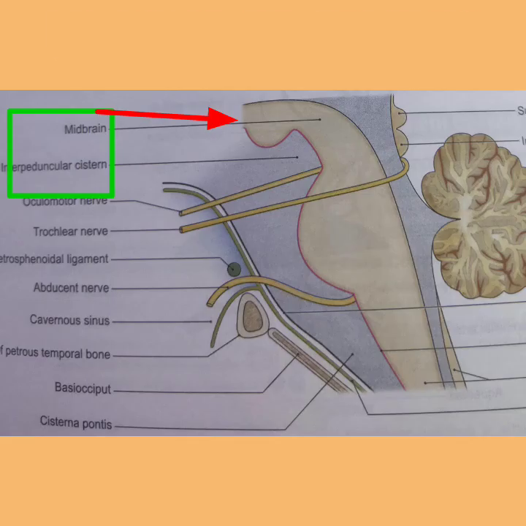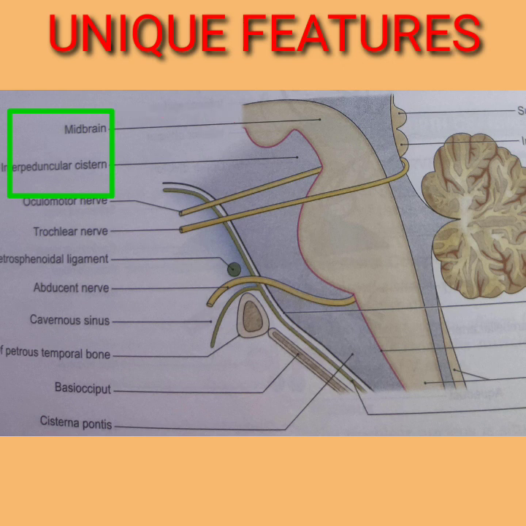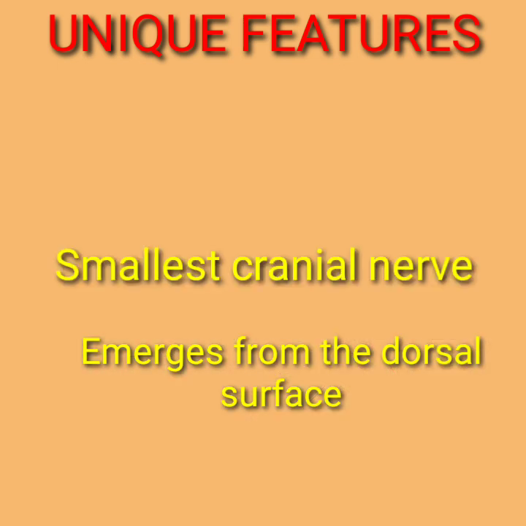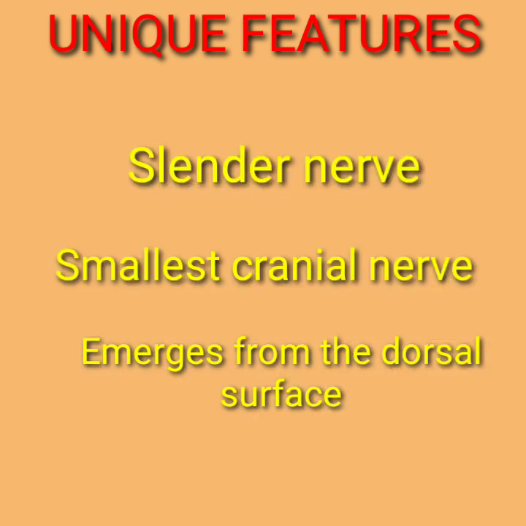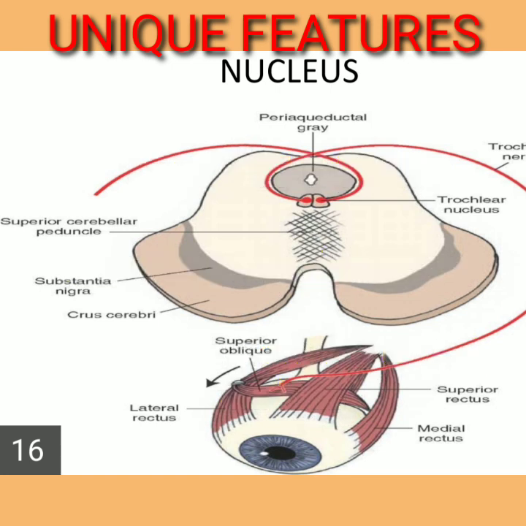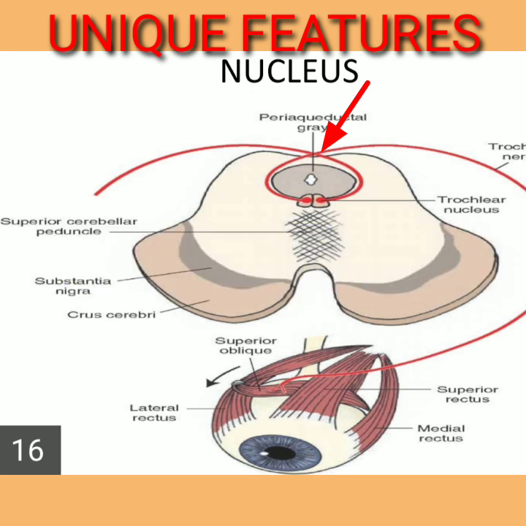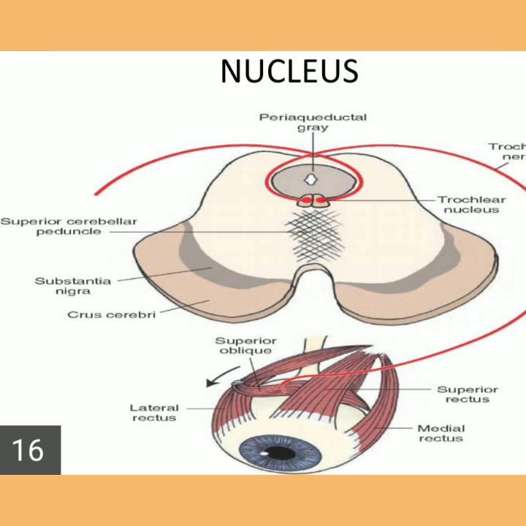Coming to the unique features, it is the only cranial nerve which emerges on the dorsal aspect of the brain, and it is the smallest and most slender of all the cranial nerves. It is the only nerve that shows decussation of fibers before emerging from the midbrain, so that the left trochlear nerve contains fibers originating in the right trochlear nucleus.